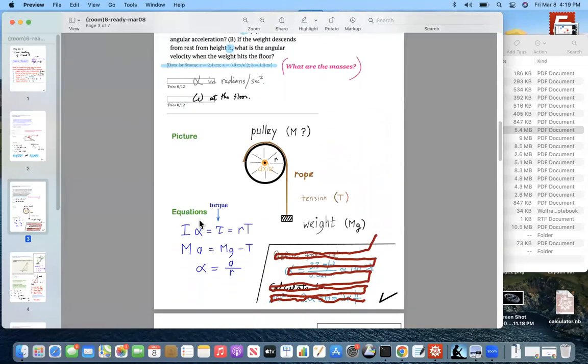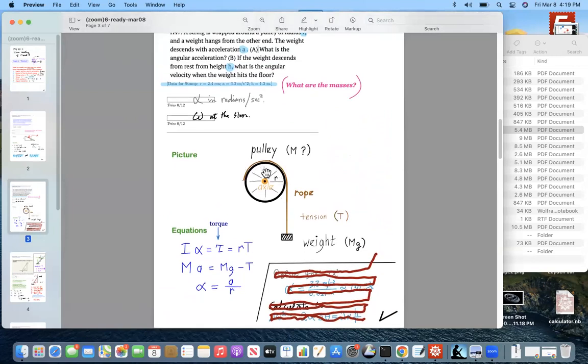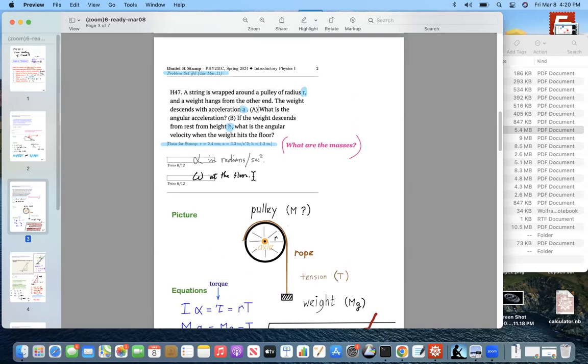So let's think about some of the equations. Well, we do have a torque here. So we could say moment of inertia times alpha is the torque, which is R times the tension in this rope. Remember, torque is distance times force. Distance here is R, the radius of the pulley, and the force is the tension exerted by the rope. I don't think we actually need that. All we really need is the relation between alpha and the acceleration of the weight.